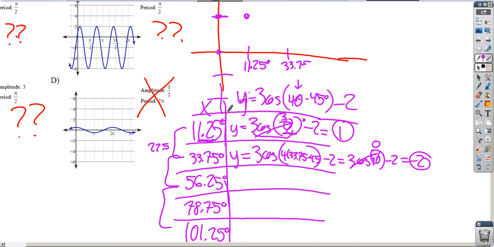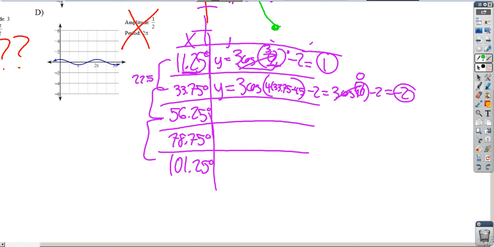So I'm sorry, this is getting messier than I intended. So let me clear this off here, and here's negative 2. Alright, so at least we have something that's starting to look like a cosine curve. Let's see if we keep that momentum going. So when you plug in 56.25 here, 4 times that number is 225, and 225 minus 45 is 180, and that's what we want to show up.